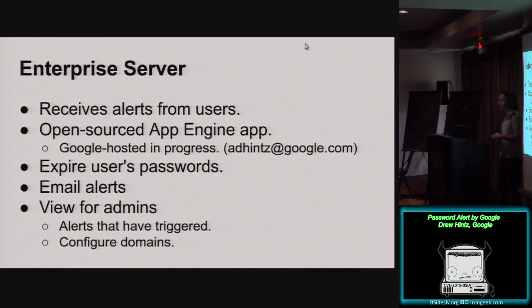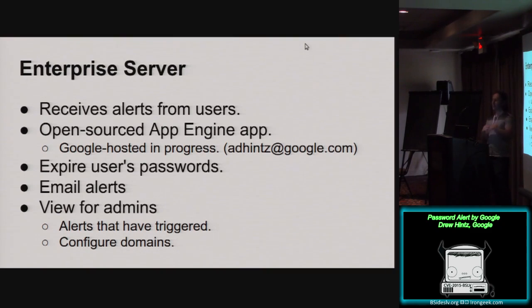And similarly, you can actually have it report to whatever setting you want. It just does an HTTP post. So you could take action or log it however you want. And so the server has some basic features: if it notices a user types their password in the wrong spot, it can expire the user's password to force them to change it right away. It can email an alert to the user and/or the security team to let them know what's going on. And the admins can also view what alerts have triggered, and then also categorize domains.